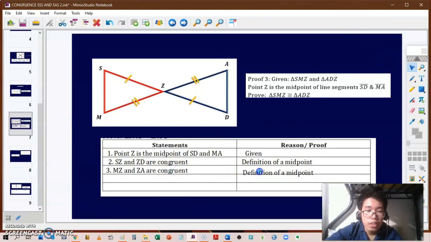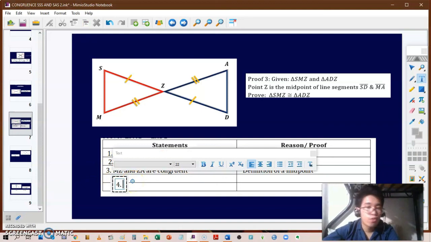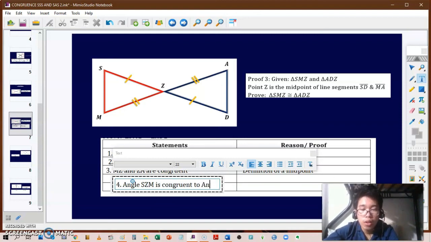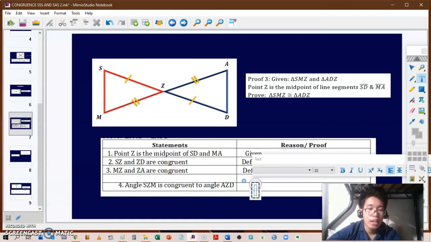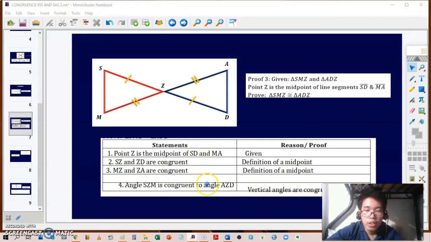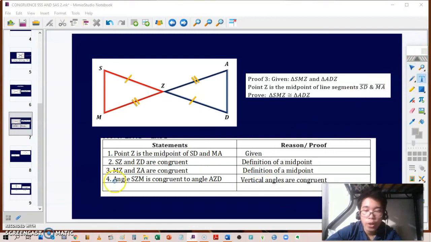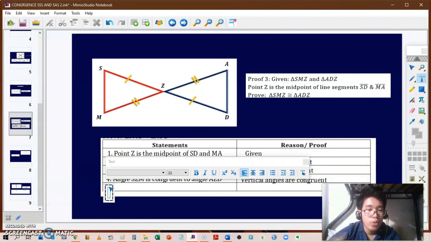And then we can write a fourth statement. Our fourth statement can be angle SZM is congruent to angle AZD. So why are they congruent? Again, guys, because they are vertical angles, and vertical angles are always congruent. So let's write that here for our fourth one. So we have all of the pieces that we need to finally prove our theorem, the one that we want to prove.